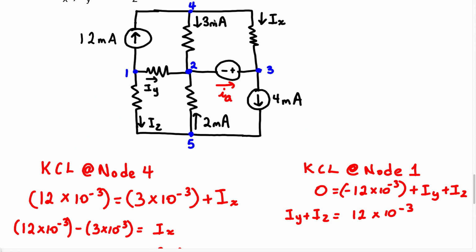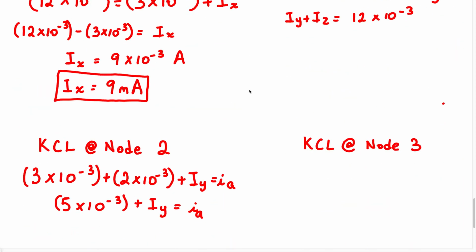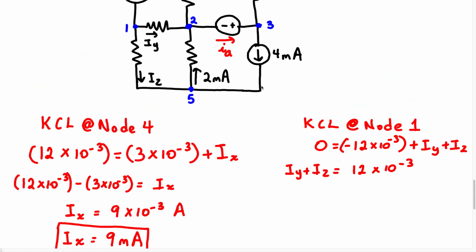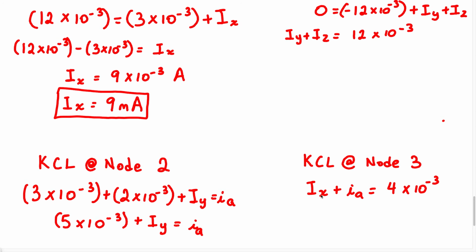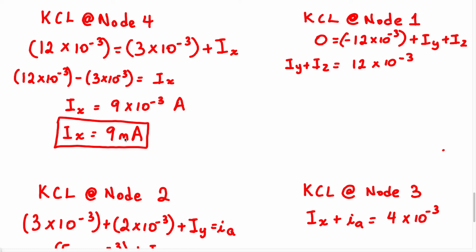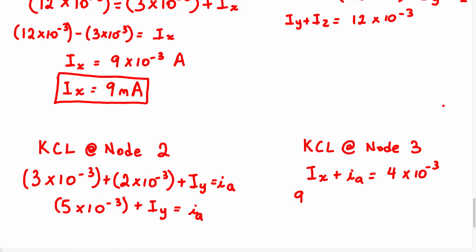We know the current entering this node is going to be IX and IA. So I'm going to write IX plus IA equals, the total current leaving is going to be 4 milliamps. So I'm just going to write this as 4 times 10 to the minus 3. Now we have two unknowns once again. But remember, we just found IX, and we know IX is going to be 9 milliamps. So we're going to plug this into our equation for node 3. And we're going to now write this as 9 times 10 to the minus 3 plus IA equals 4 times 10 to the minus 3.